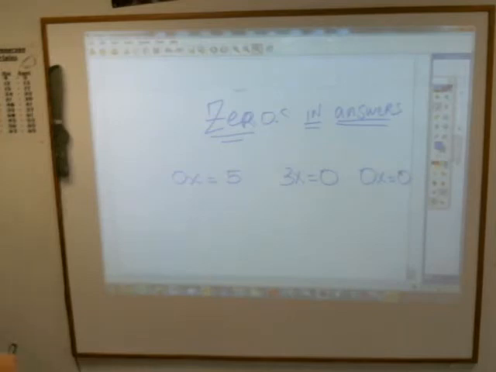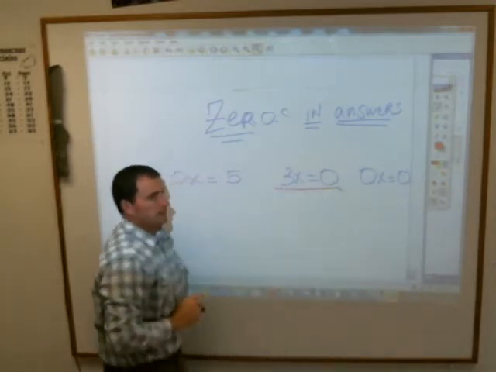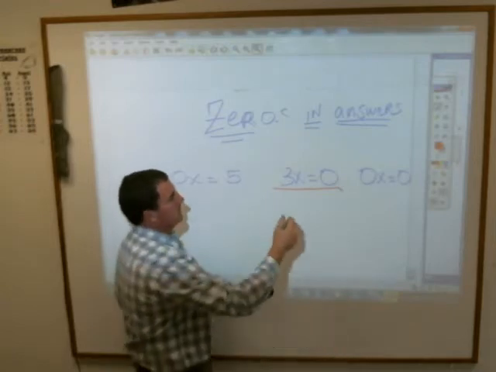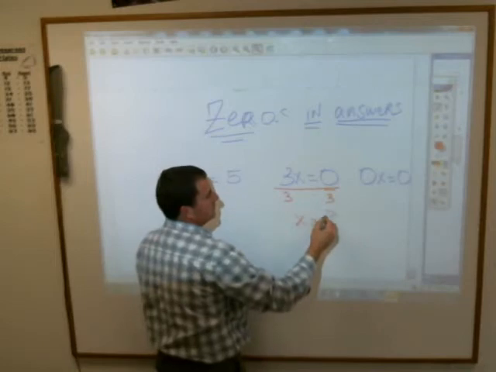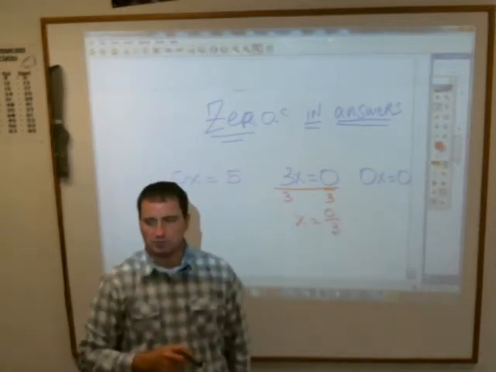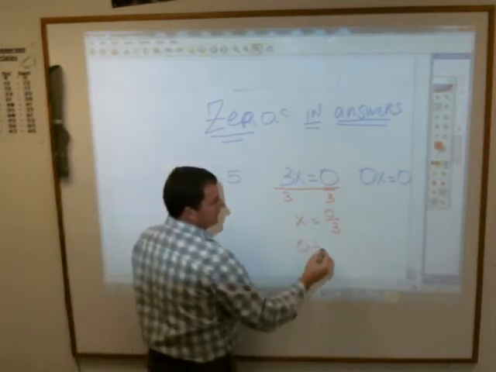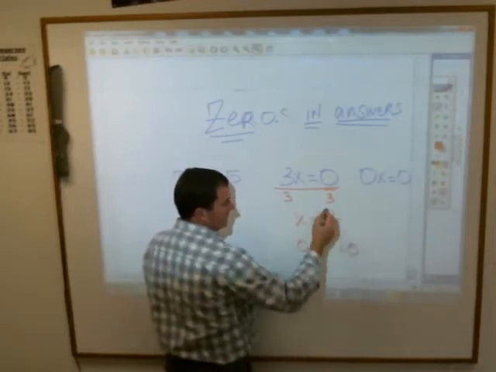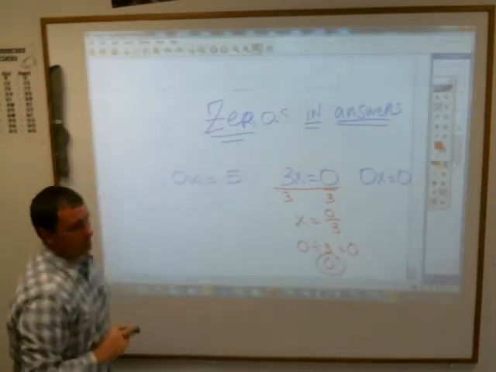Okay, let's start off with the easiest one first, this one. Remember how to solve this for x. To get x by itself, I'm going to do what, Kylie? Divide by 3. Now I have x equals 0 divided by 3. And 0 divided by 3 is what? 0. If you take 0 divided by 3, you're asking yourself what number times 3 gives you 0. The answer to this is 0.